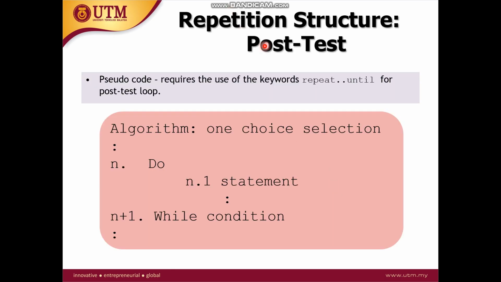Here we have the post-test repetition. In post-test repetition, at least one statement is executed before the loop starts. It comes to this point, does something, then checks for some condition. If the condition is true, it comes back again. Do it while the condition is true.